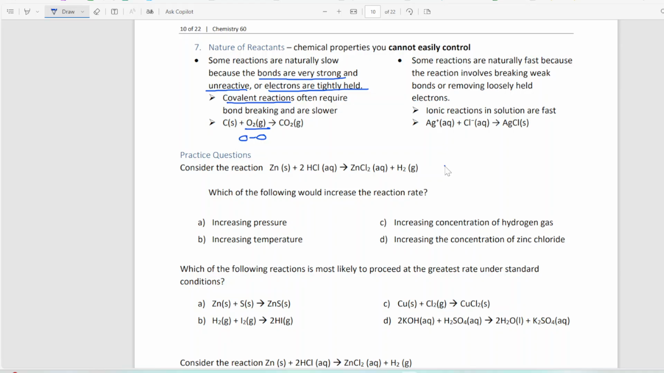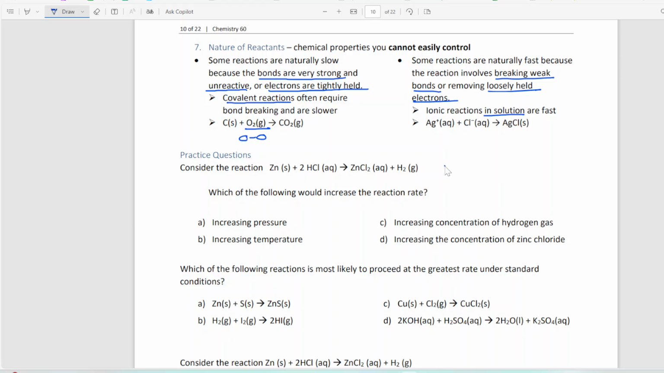So this reaction of carbon solid combining with this oxygen molecule is not going to happen very easily. Whereas some reactions are naturally fast because they have super weak bonds or the electrons are loosely held. This is mainly ionic reactions, so metals and nonmetals, especially in solution. So things like if you had a silver ion and a chloride ion floating around in solution, it's pretty easy to plunk them together and precipitate out a silver chloride.